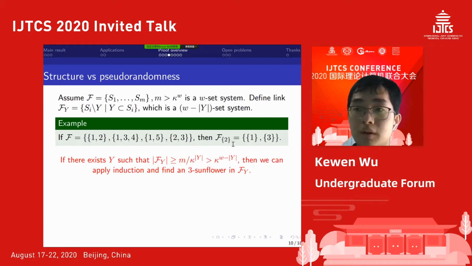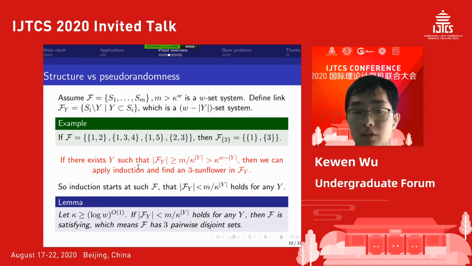So here we can find a structural reduction. That is, if we can find such Y, such that the size of the link Fy is greater than M divided by kappa to the Y, which is in turn greater than kappa to the power of W minus the size of Y, then we can apply induction and find a 3 sunflower in the link, because this already satisfies our induction hypothesis. And if we find a 3 sunflower in the link, then we can put this Y into the kernel, and we will find a sunflower in the original set system F.